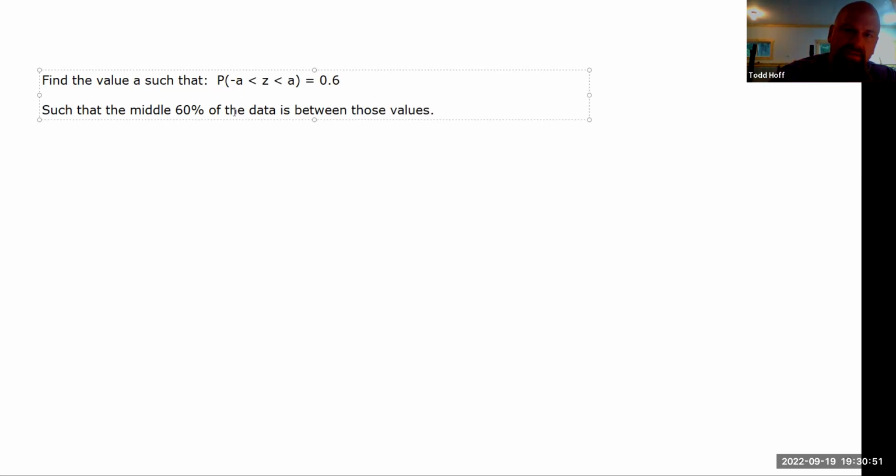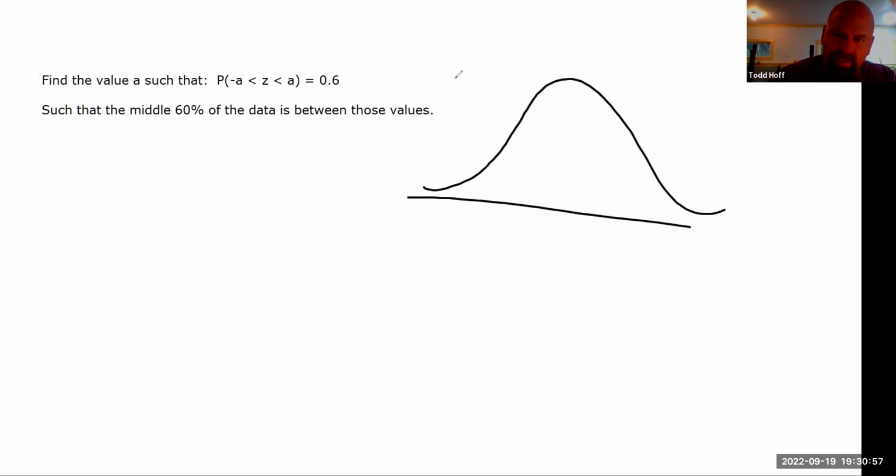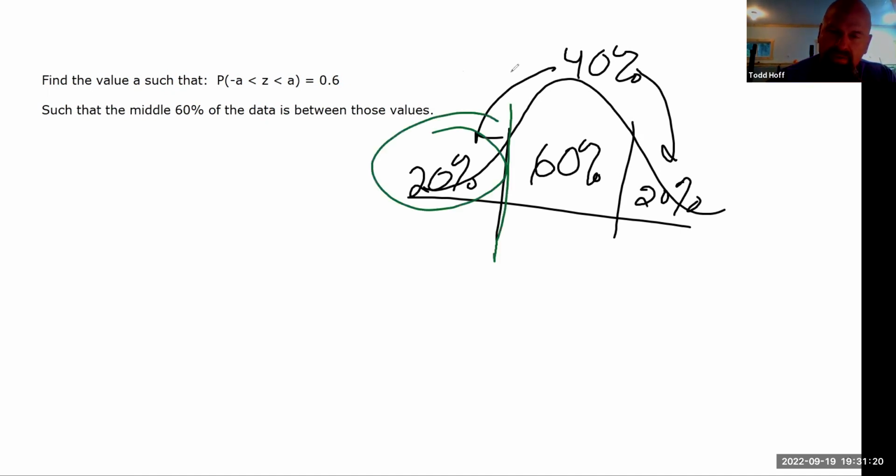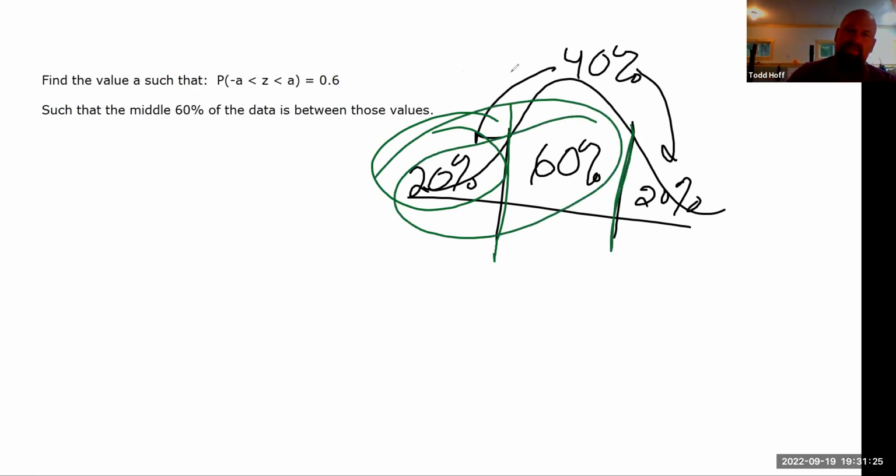All this is saying is, we're looking at our bell curve, and we're taking out of the center, so there's 60% in the center. Well, there's 60% between those values. That means there's 40% outside of those values, and half of it gets split each way. So that's going to be 20% here and 20% here. So this cutoff here has a probability to the left of 20%. This value here has a probability to the left of 80%. So we're just going to look up those two values.